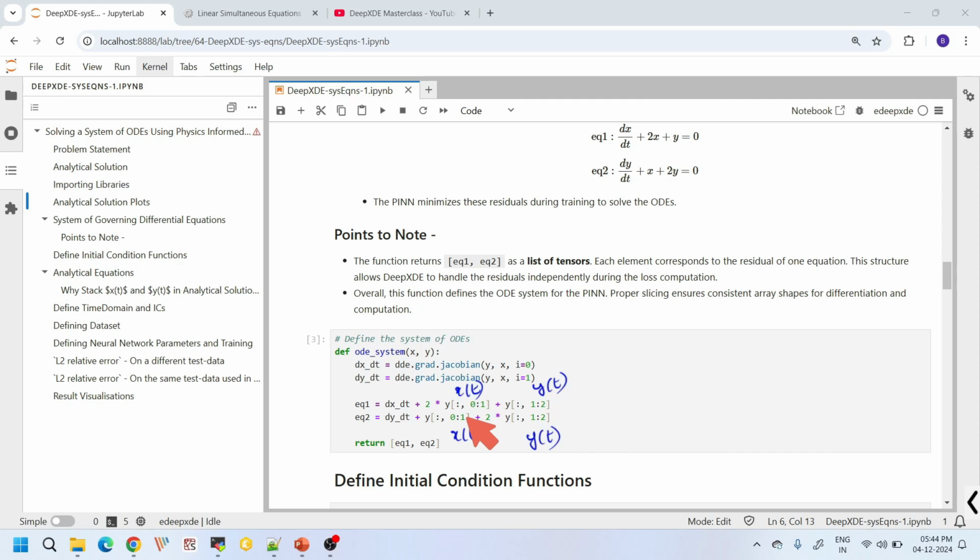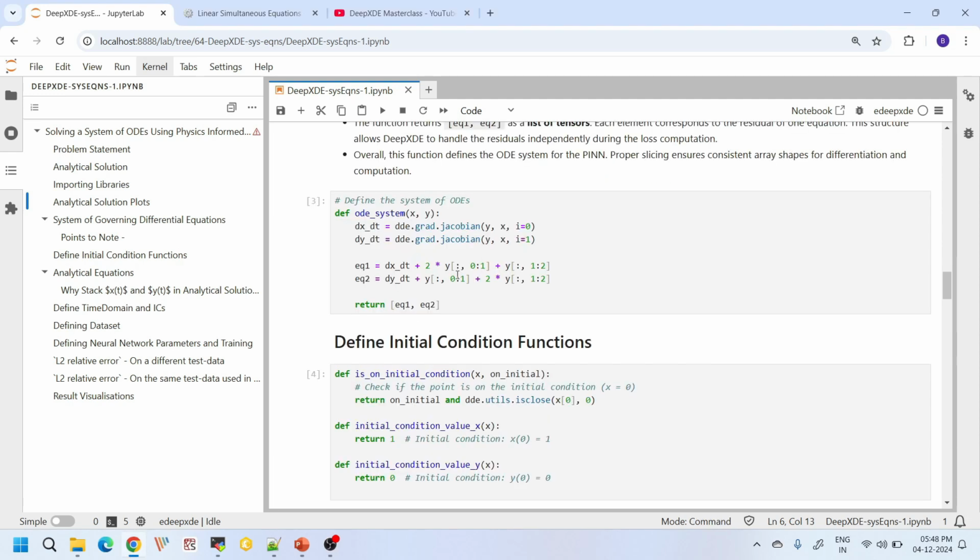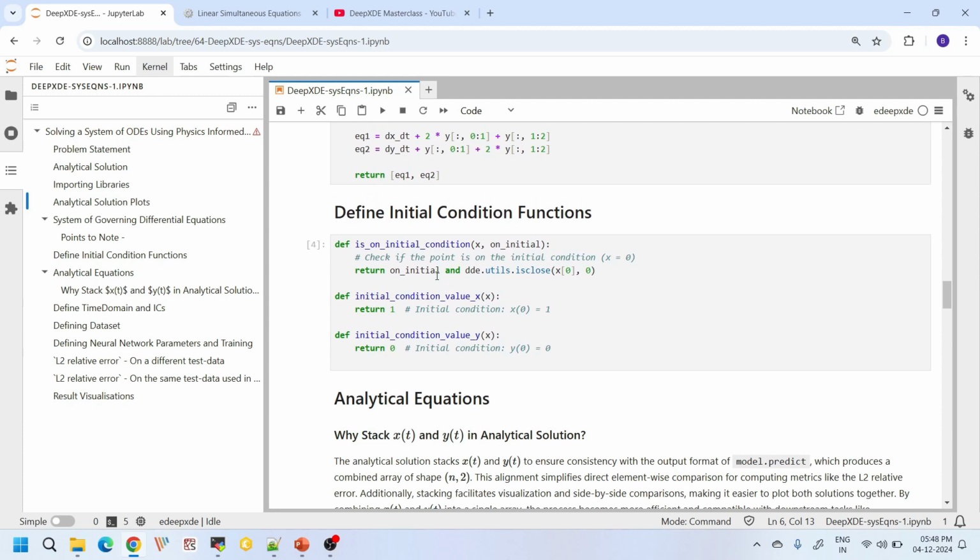So this is how we formulate the residual equations of equation 1 and equation 2. When we are sending these two equations as a list of tensors, each element corresponds to the residual of one equation. Why are we sending this as a list? Because this structure allows DeepXDE to handle the residuals independently during the loss computation. After defining the residual equations, next we are defining the initial condition function.